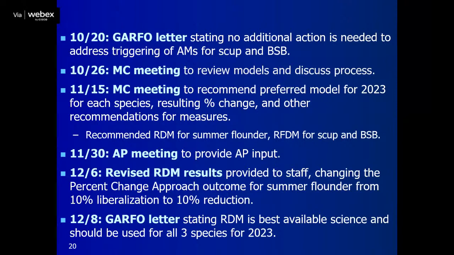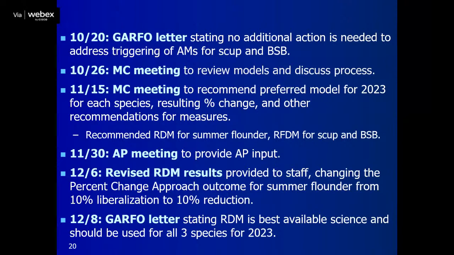So again, they recommended the RDM for summer flounder and the RFDM for scup and black sea bass. After that, we took all that information to the advisory panel on November 30th, and advisors provided their own input, which we'll summarize in the species-specific presentations. And then, I guess we haven't said this part yet, but I think this was last Monday, December 6th, the council staff got a letter from the modeler of the RDM with updated results.